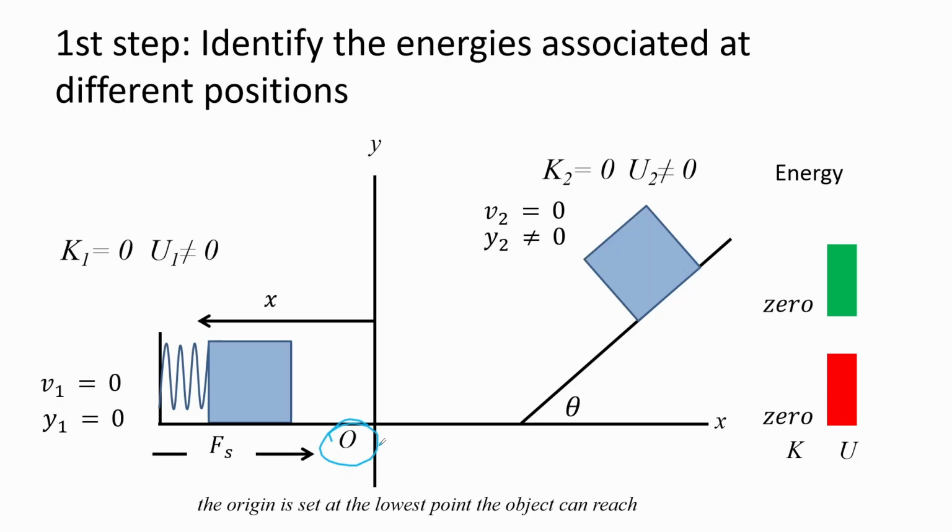As the block reaches the maximum height on the inclined plane, which we will set as the final position, position y2, its velocity would be 0. So at y1, we only have the potential energy due to the spring, and at position y2 we only have the potential energy due to gravity.